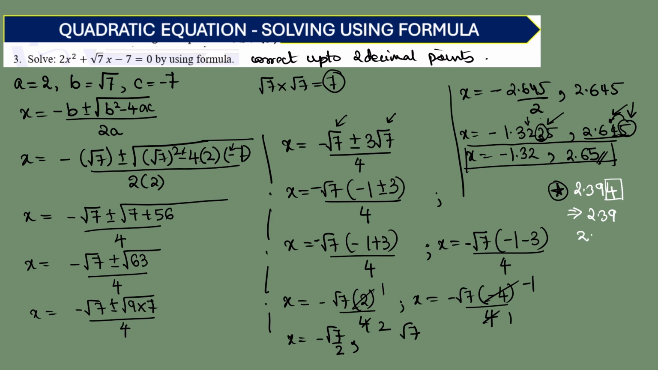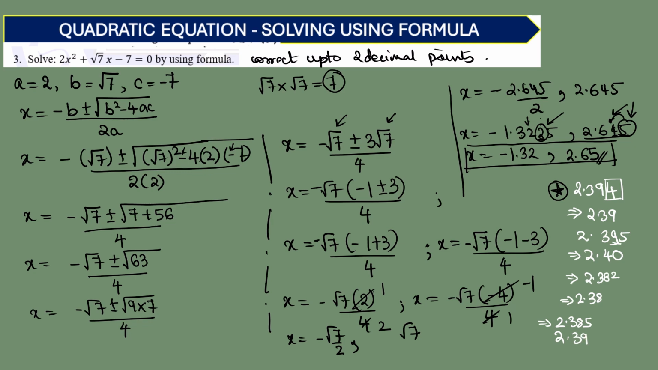However, if I have a number 2.395, so this will become 2.40 because 9 will become 10. If 9 becomes 10, then 3 becomes 4. Correct? So you have to increase this number by 1. Next, if you have 2.382, so the number remains 2.38. But if you have 2.385, so the number becomes 2.39.